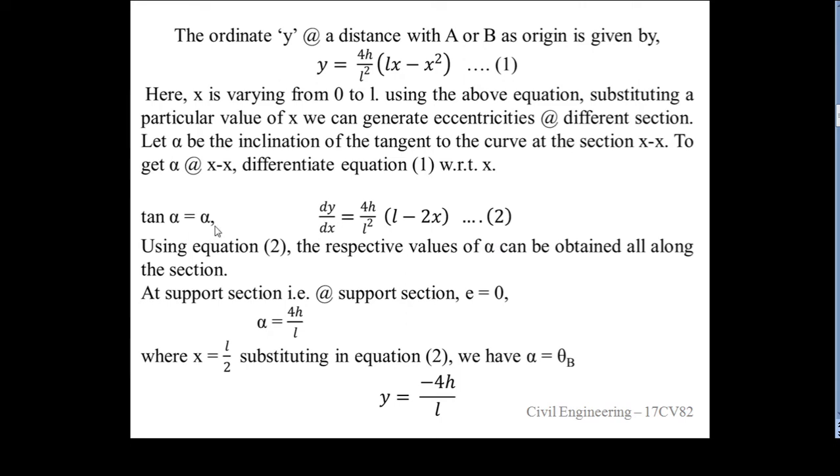Here tan alpha is equal to alpha for small angles. Using equation 2, the respective value of alpha can be obtained along all the sections. At the support section, e is equal to 0, and here alpha is equal to 4h/L. Where x is equal to L/2, substituting in equation 2, the 2 cancels and we get 0. At the other support, alpha is equal to minus 4h/L.